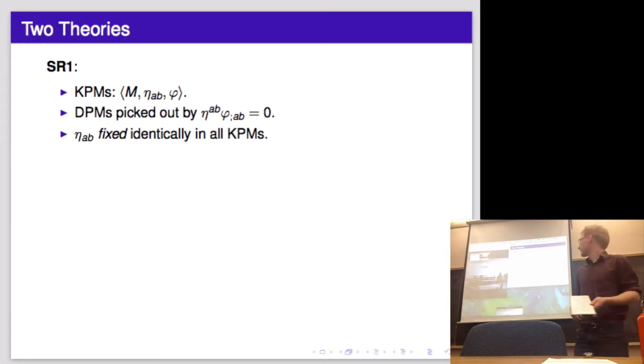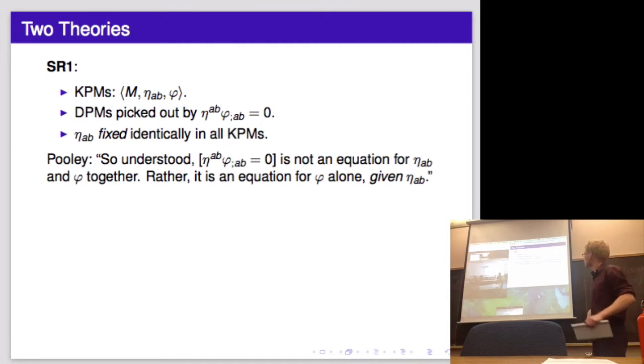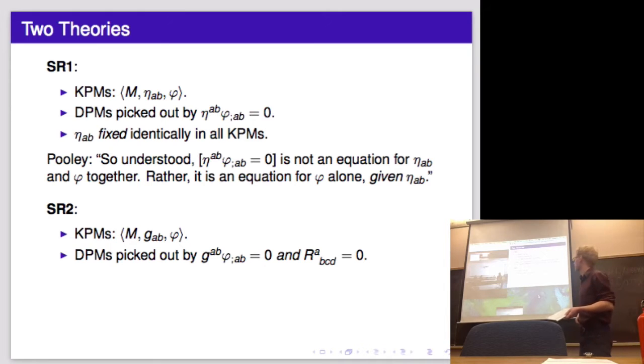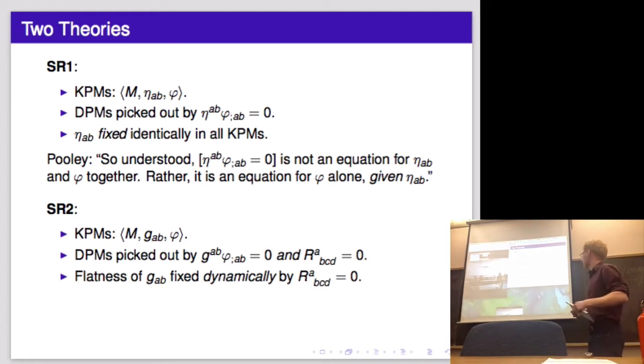The important thing to note about this theory, as I just said, is that the metric field is fixed to be the Minkowski metric in all kinematically possible models. As Pooley says, so understood, this Klein-Gordon equation isn't an equation for eta and phi together, rather it's an equation for phi given eta. So it's useful to set this in contrast with the second toy theory, which is SR2. Here, kinematically possible models are triples M, g, phi, where g is now a generic, not necessarily Minkowski, Lorentzian metric. But now we have two dynamical equations which pick out the dynamically possible models. We again have a Klein-Gordon equation, but we also have this second equation which fixes the metric field to be flat in the dynamically possible models. So in this case, flatness of the metric is fixed dynamically by the second equation, whereas in SR1 it was fixed at the level of kinematically possible models.